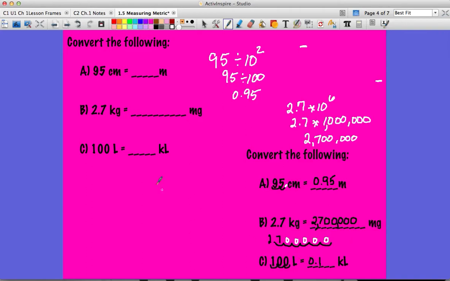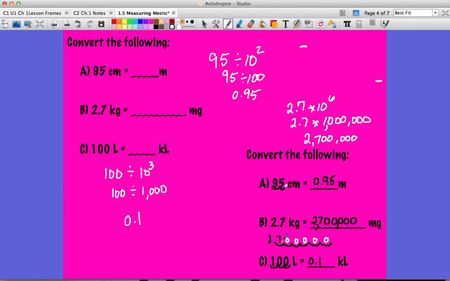And last but not least, your 100 liters to kiloliters. You're moving 3 places up the scale, so you're moving it to the left 3 places. Or you could have said, we're taking the 100 and we are dividing it by 10 to the 3rd power. So we're taking 100 and dividing it by 1,000 and getting 1/10.